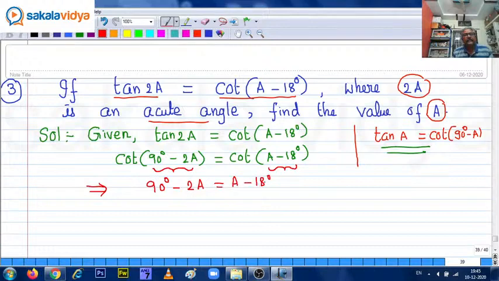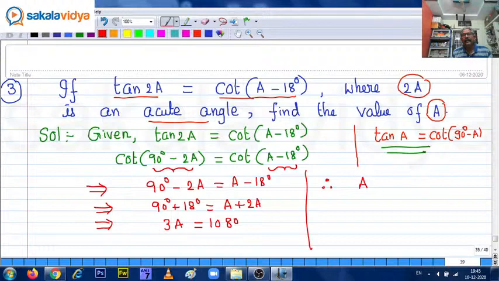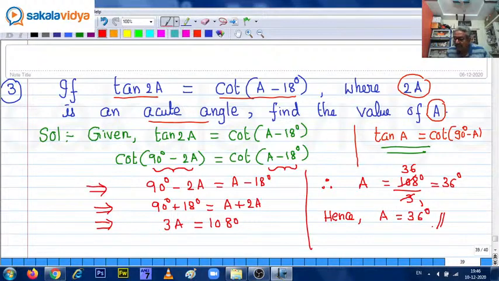Now transpose 2a to this side, and minus 18 to this side. 90 degrees plus 18 degrees equals a plus 2a. So we get 3a equals 108 degrees. Therefore a equals 108 degrees upon 3. 3 nines are 27, 10 minus 9 is 1, 18, 3 sixes are 18. That's why 36 degrees. So hence a equals 36 degrees. This is the answer.